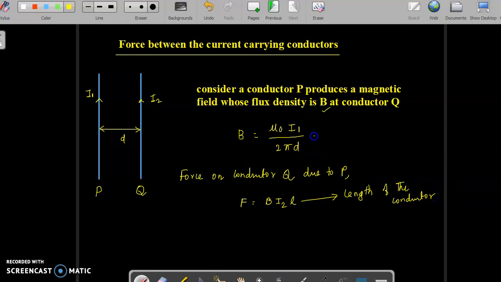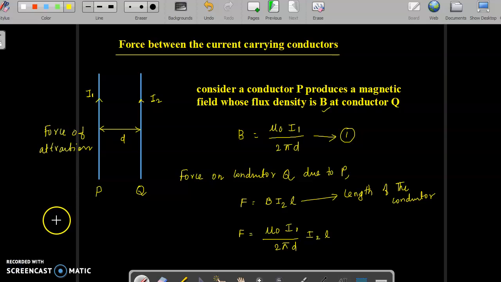Now we substitute expression number 1. Here F becomes mu naught I1 I2 L divided by 2 pi D. If the currents of conductors P and Q are flowing in the same direction, there is a force of attraction between the conductors P and Q.